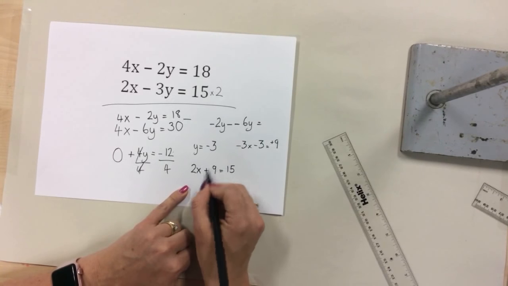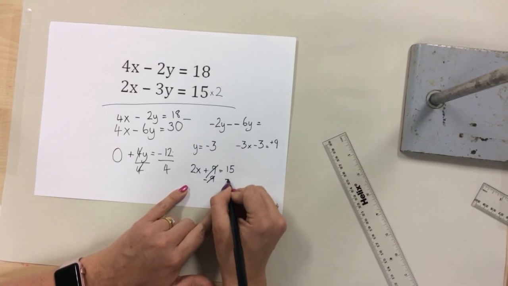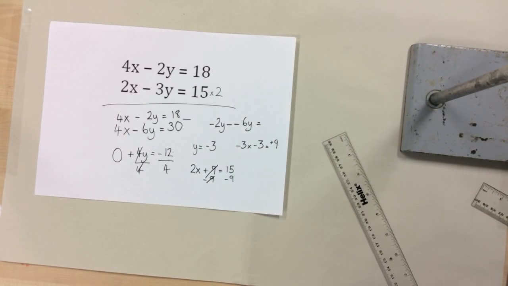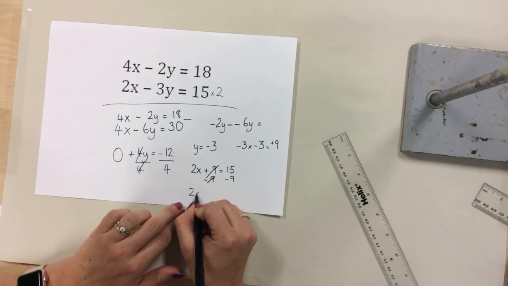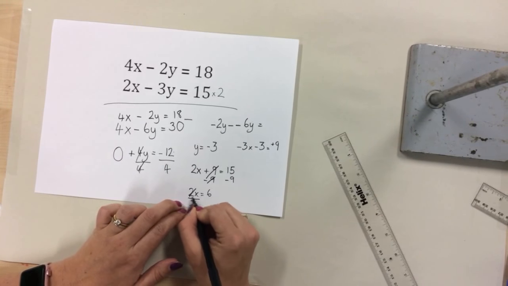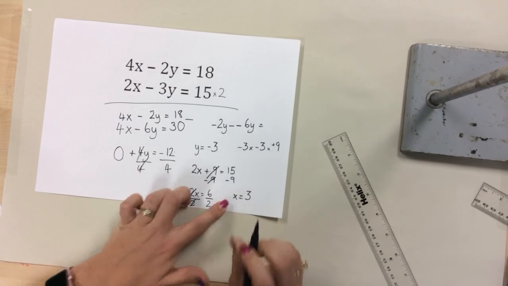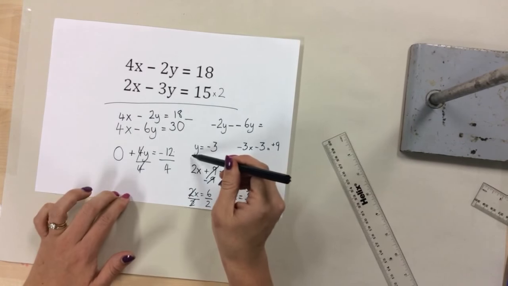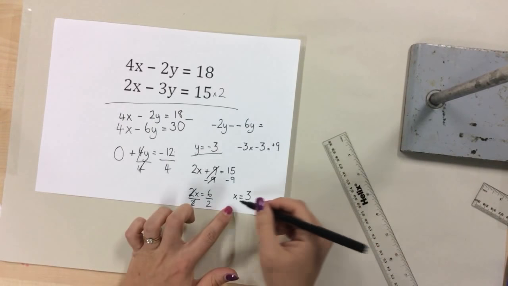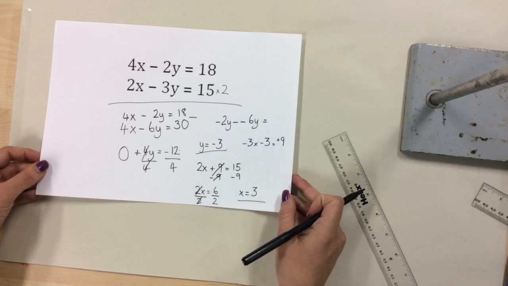To get rid of this 9, because I want to take it to 0, I'm going to subtract 9, and therefore I'm going to subtract 9 off the opposite side. Okay, so 15 subtract 9, so 2x is going to equal 6. I'm going to divide it by 2 to find out what 1x is, so x has got to equal positive 3. So my final answer is y equals negative 3, x equals positive 3. And that's simultaneous equations.